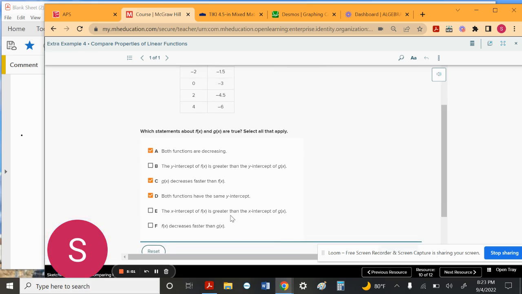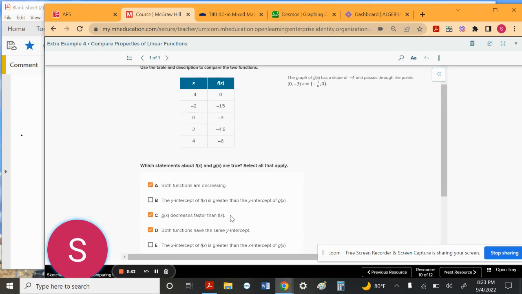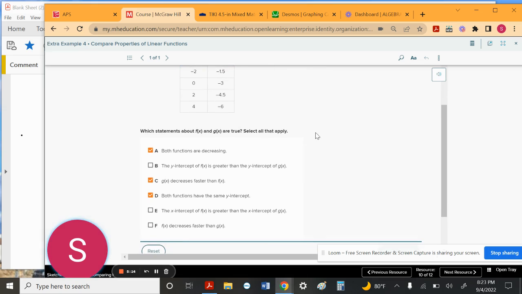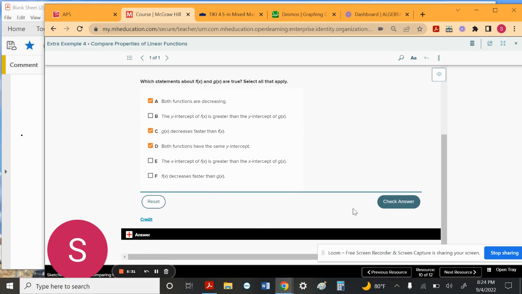The x-intercept of f of x is greater than the x-intercept of g of x, so when y is 0, so negative 4. So which number is bigger, negative 3/4 or negative 4? G of x would have a larger one. So g of x is greater than the x-intercept of f of x, so that's not true. F of x decreases faster. Oh, look at that. G of x decreases faster, f of x decreases. Okay, so notice these are opposites, and if this is true, obviously this can't be true. So I think we're good.